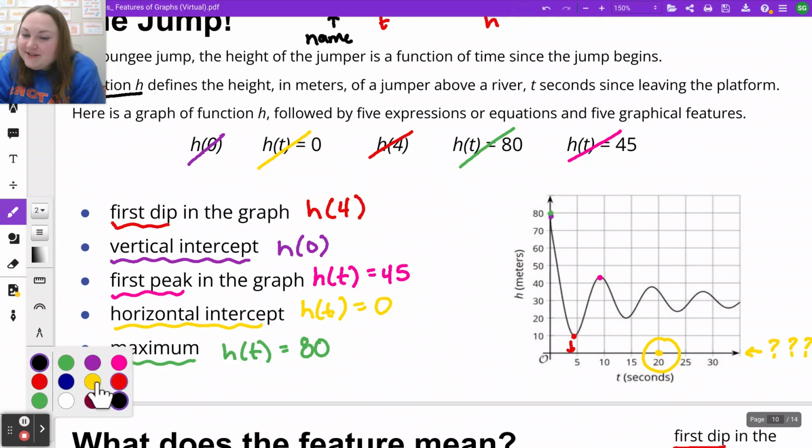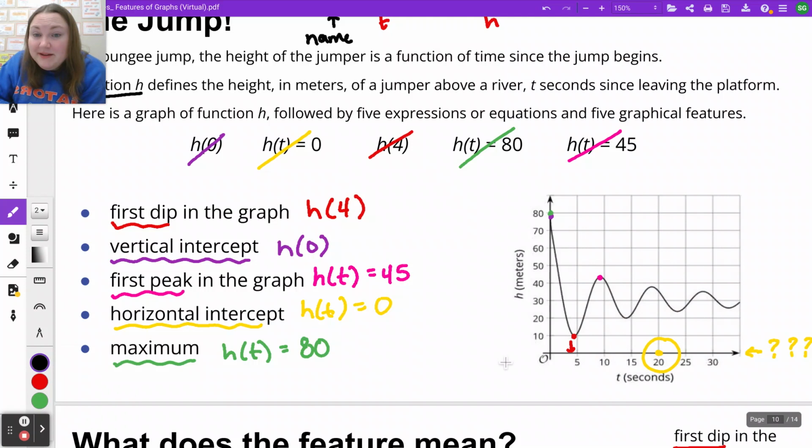When I think about a horizontal intercept, I think about what it would mean if we had one. If my graph was to actually go all the way down to here, what would that point mean? Well, I've got it at 20, so it would mean 20 seconds. What would the y-coordinate mean? Well, the y-coordinate would be 0. The output would be 0, which we've talked about with the function notation. But what would it mean if the output was 0?